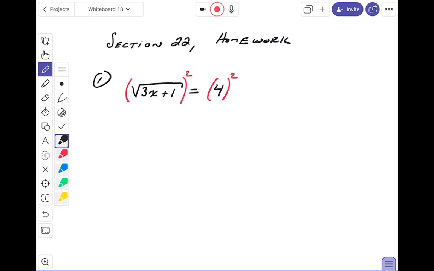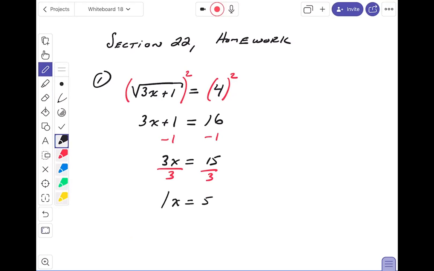What's nice about that? Well, on the left side, you just get 3x plus 1. On the right side, you get 16. Now, what are we going to do? Subtract 1 from both sides. And what do you get? 3x equals 15. Then I'm going to divide both sides by 3. And what do you get? You get x equals 5.